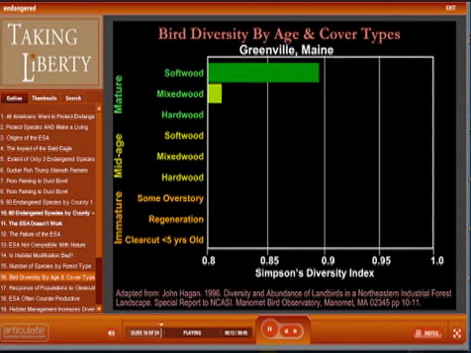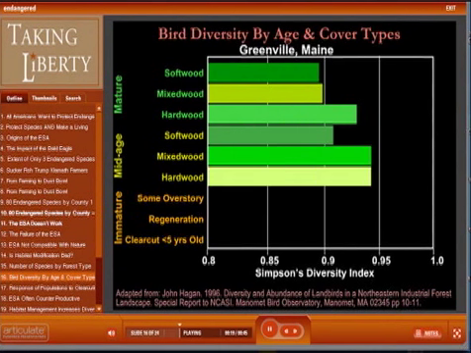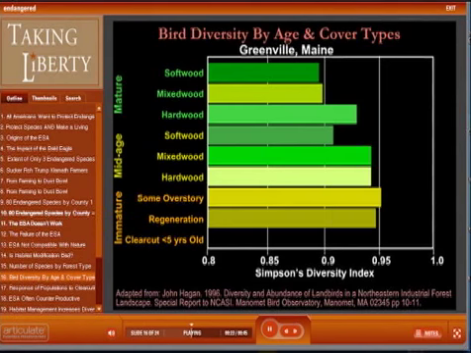The diversity index for mature forests is between 0.89 and 0.93. For middle-aged, it's slightly higher and is maximized for all but the very youngest of immature age classes. Contrary to popular belief, even the young clear-cut has a relatively high index of biodiversity.